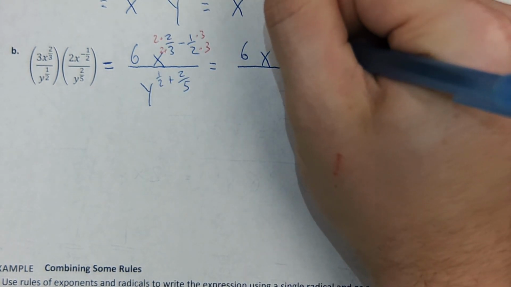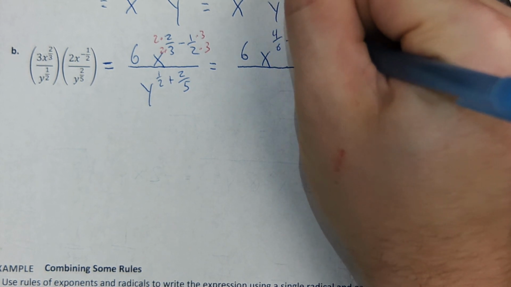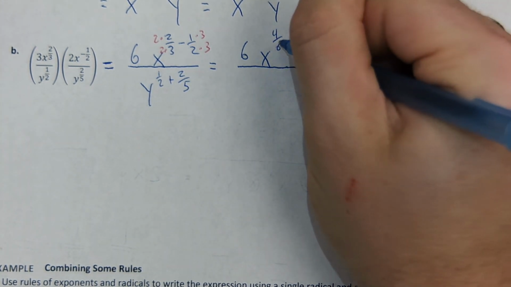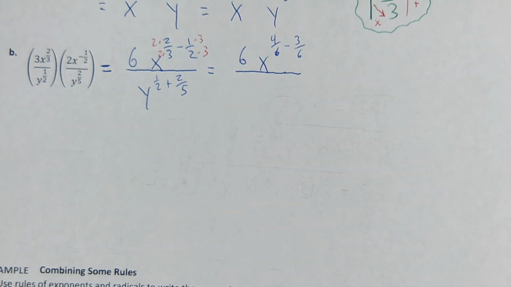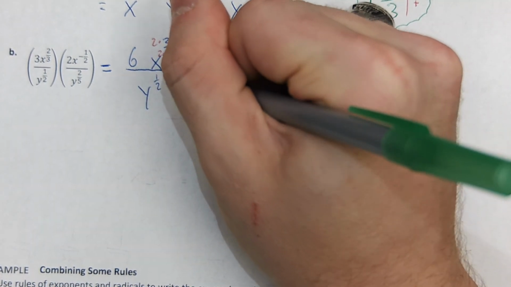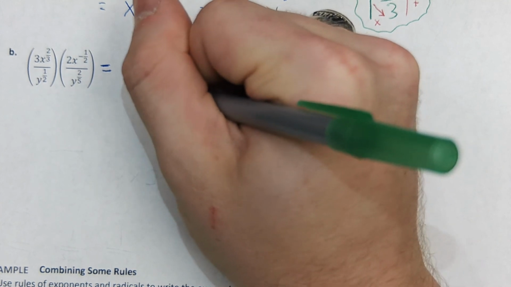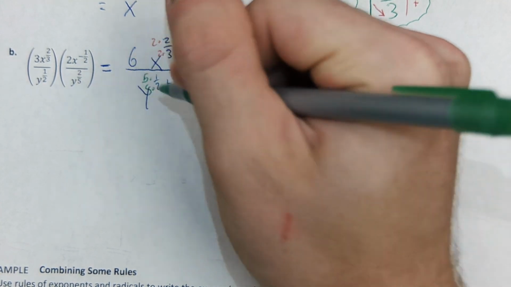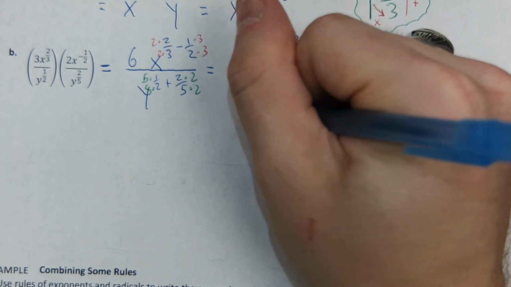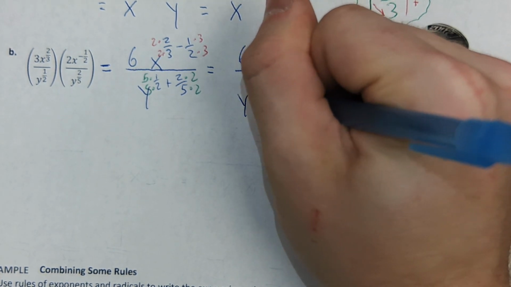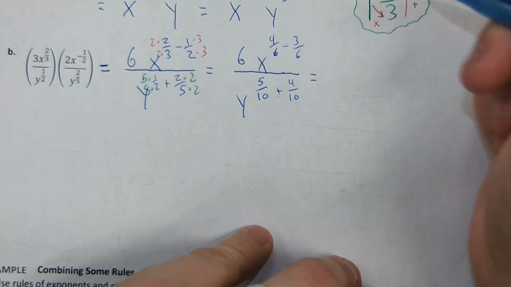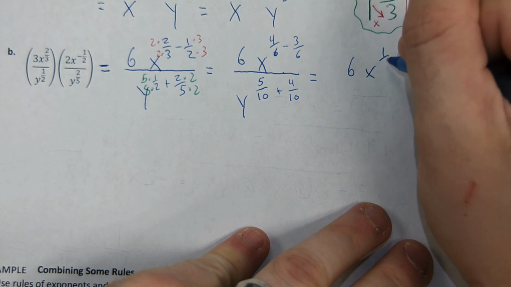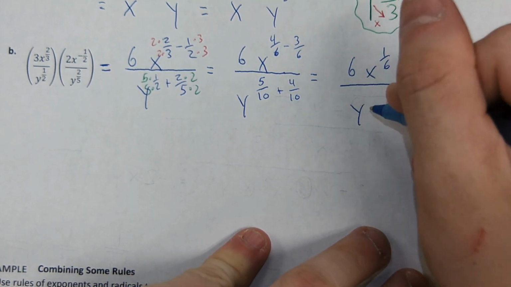x to the 4 over 6 minus 3 over 6. And down here, the least common denominator between a 2 and a 5 is a 10. So multiply by 5 on the top and bottom, and by 2 on the top and bottom. y to the 5 tenths plus 4 tenths. Giving us 6x to the 1/6 over y to the 9 tenths.